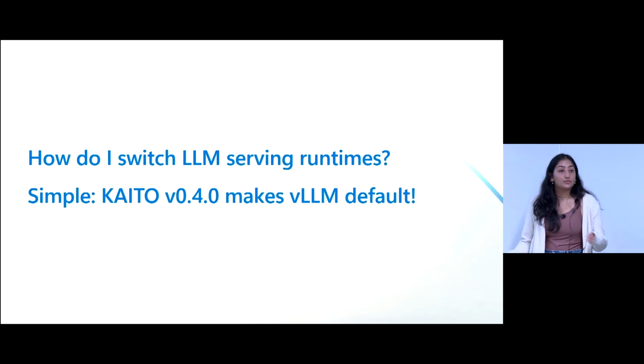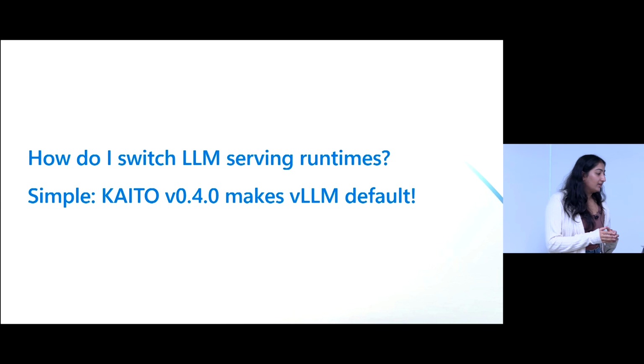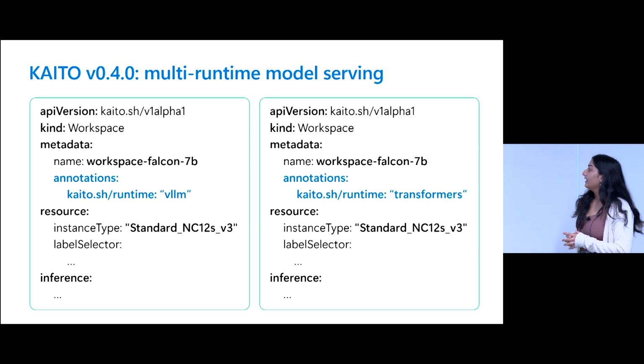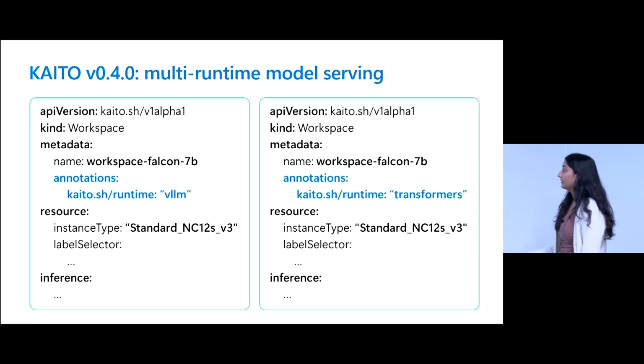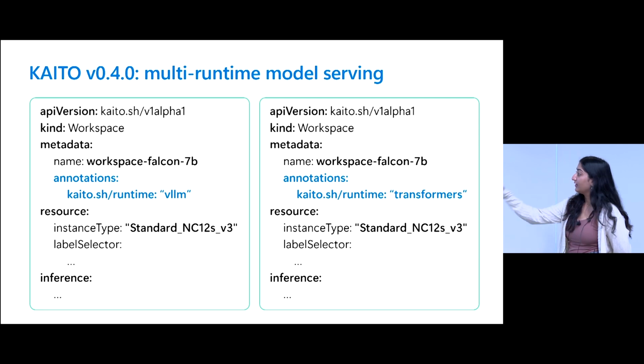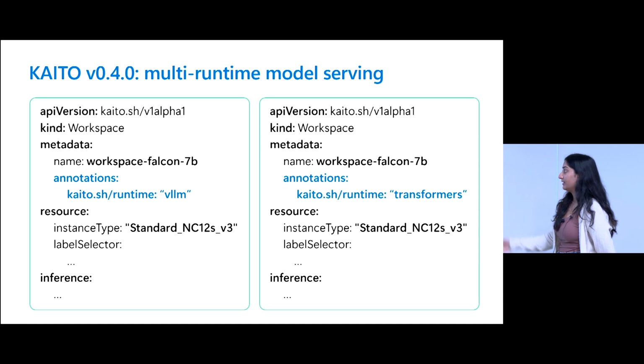So how would I switch from the default Hugging Face Transformers today in Kaito as the serving runtime to vLLM? Well, version 0.4 actually makes vLLM the default. So this is what the CRD might look like. Just within a few lines of YAML code, you have everything defined for your inferencing workload deployment, for example, for the Falcon 7B model. And within the annotations, the new field here is for your model runtime. So by default, it'll be vLLM, but if you'd like to switch back to transformers, you can also do so by updating that CRD.